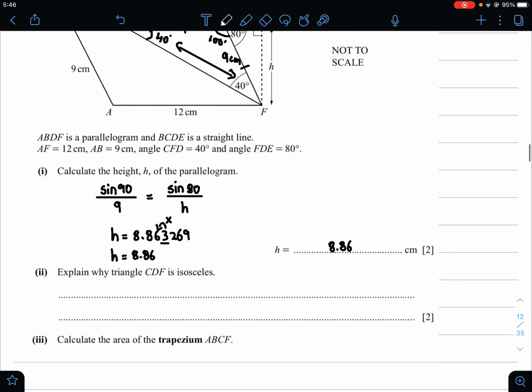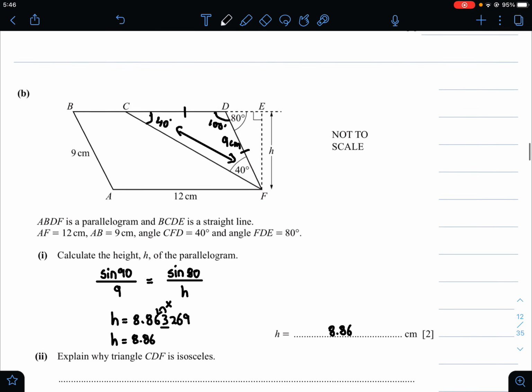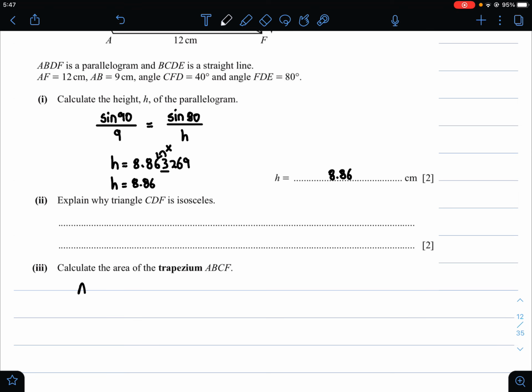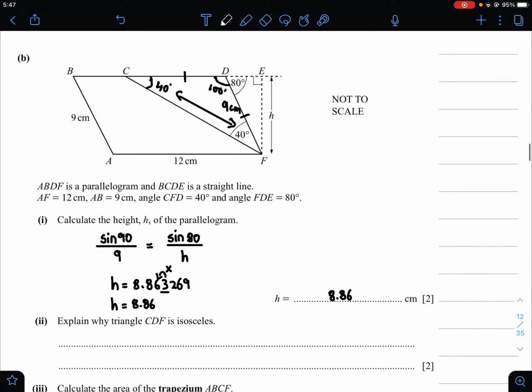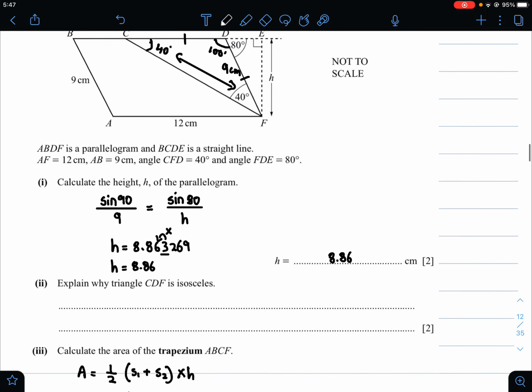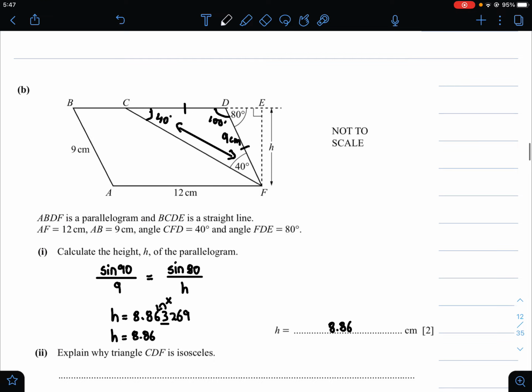Now let's move to part B3. So for B3, they are asking us to calculate the area of the trapezium ABCF. So that is this shape ABCF. Now the area formula for a trapezium is half multiplied by the sum of both the parallel sides, multiplied by the height. So half of side 1, which is 12 centimeters, plus the second side BC. Now we need to find BC.